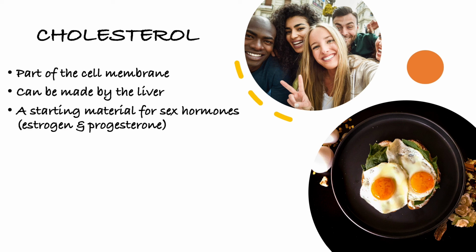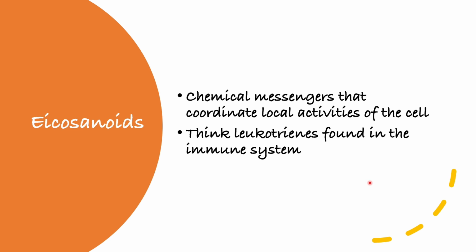And last but not least is going to be the eicosanoids. These are chemical messengers that coordinate local activities of the cell. Think leukotrienes. These are found in the immune system. I'm going to be talking about them when we get to the immune system. And that's really it for the macromolecules, the lipid portion of macromolecules.